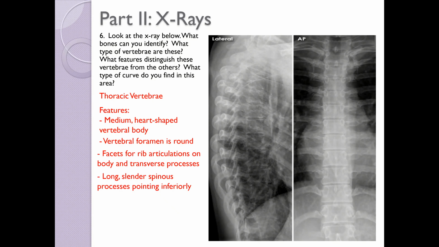And they also have long, slender spinous processes that point inferiorly. And if you look at this left image, the lateral view, you kind of have to look really hard to see those spinous processes. But I did highlight one so that you can see this is a single thoracic vertebrae. And you can see that their spinous processes are not only slender, but they very much point in a downward direction. And the thoracic curve is a primary curve. So it's that C-shape primary curve that you're born with.